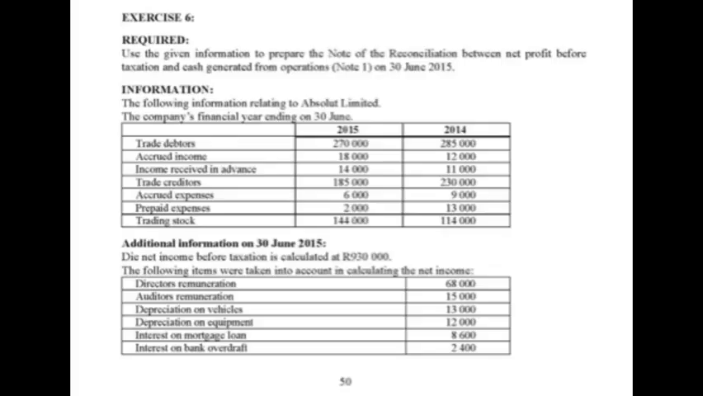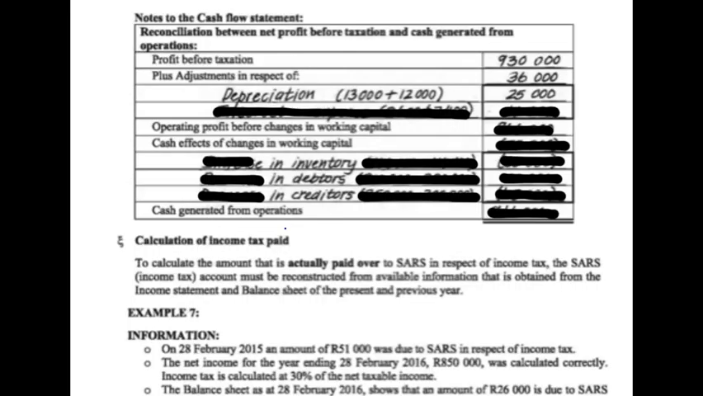The next thing that I need to add back in is the calculations to do with my interest, and there's two types of interest. I've got my mortgage loan and my bank overdraft. All interest expenses are excluded or added back in. So I would go and add back my interest as well. Interest expense, the 8,000 as well as the 2,400. So that gives me 11,000 that I need to add back in.